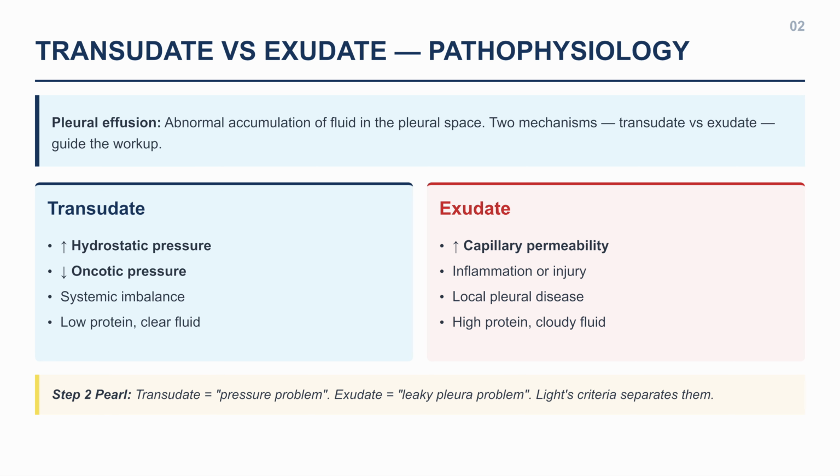An exudate results from increased capillary permeability due to local pleural inflammation or injury. The fluid is protein-rich and often cloudy. Step 2, Pearl. Think of transidates as a pressure problem and exudates as a leaky pleura problem. Light's criteria is the tool we use to separate them.